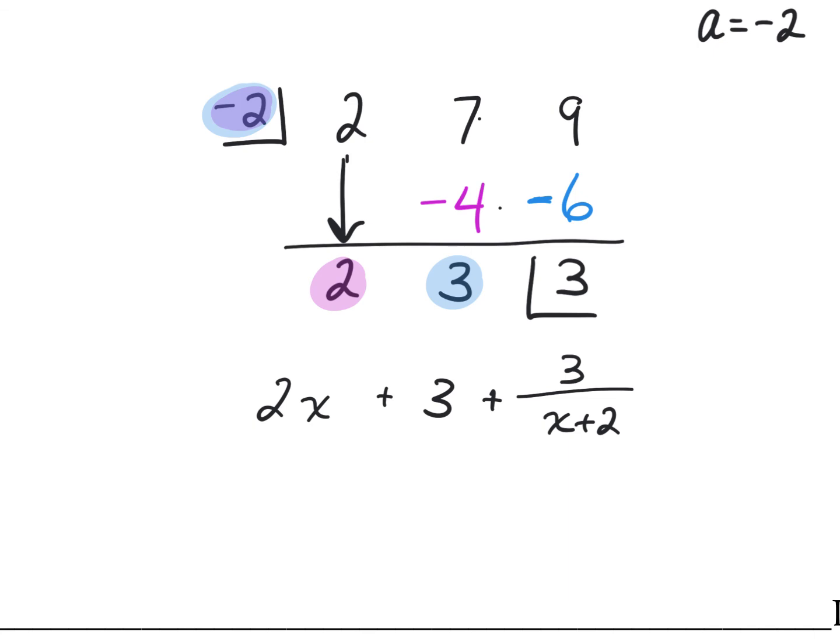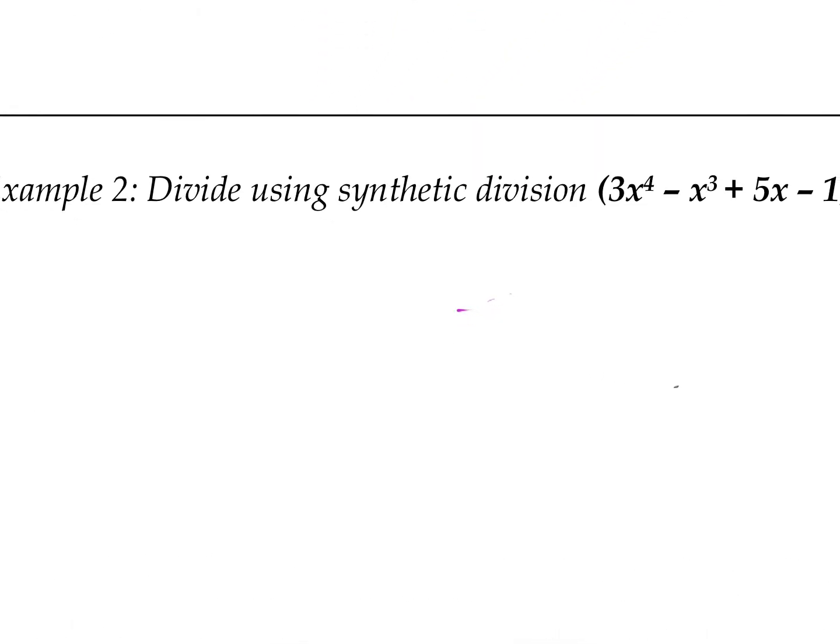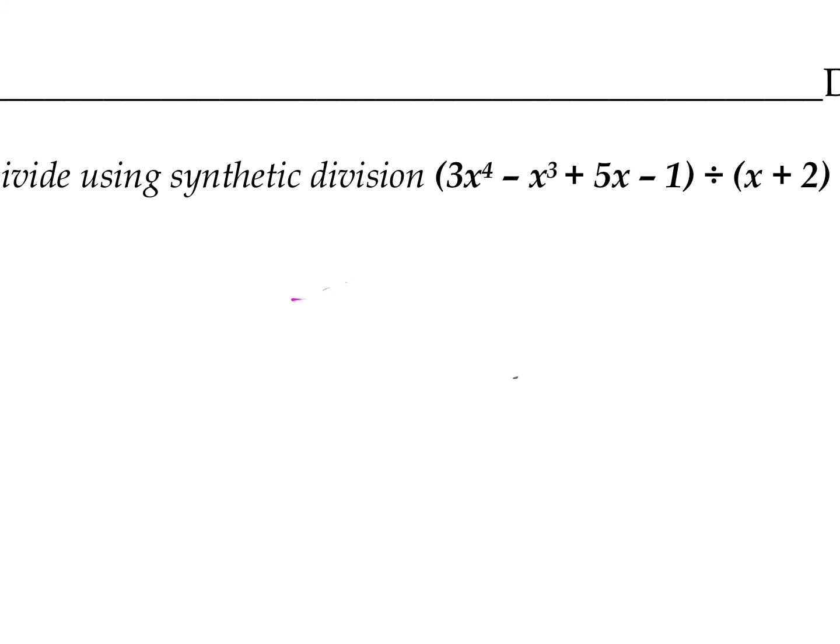Let's look at one more together. Here is example 2. Just like with long division, I need to include any missing zeros. So if I look at this problem, I have a 4th degree polynomial. I should have 5 terms. The number of terms should always be one more than the degree. I have 1, 2, 3, 4. So I'm missing a term.